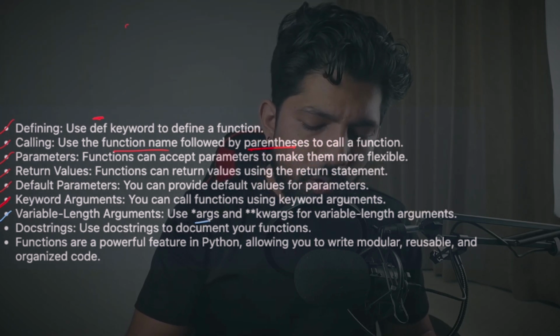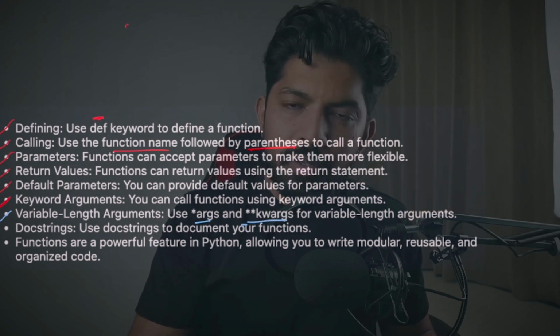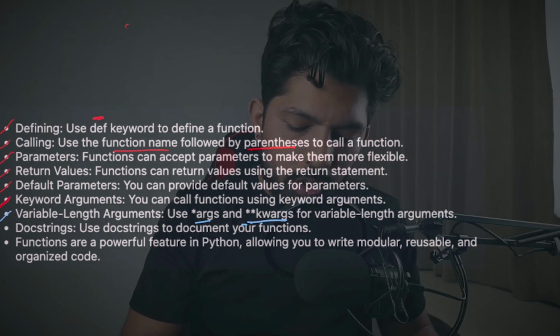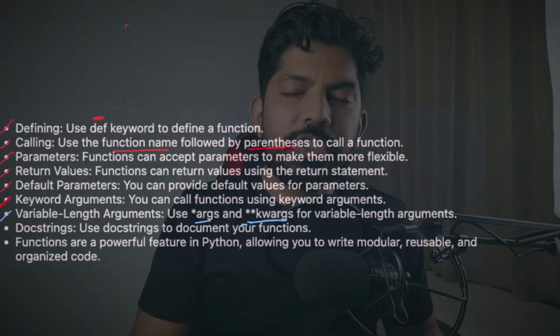So for now, you just think that we can use these, and I'll explain with the help of an example. Now we have the docstrings. We use docstrings to document your functions. So while creating a function, inside the function, you write a docstring. The docstring is nothing but the explanation of your function.